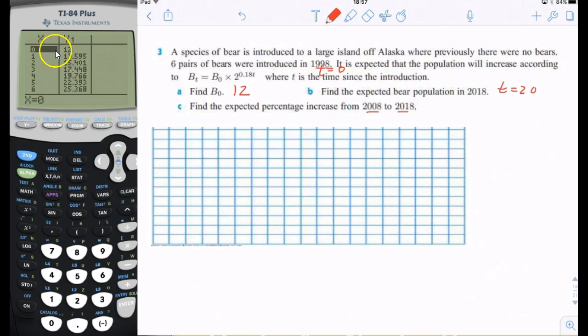So at t equals 0, or 1998, the bear population is 12 because there were 6 pairs of bears, and it asks us for the bear population in 2018. That would be in year 20. 2018 is 20 years after 1998, and so it says 145.51. Let's round it up because it's slightly above 0.5. So we're going to say there are 146 bears in 2018.